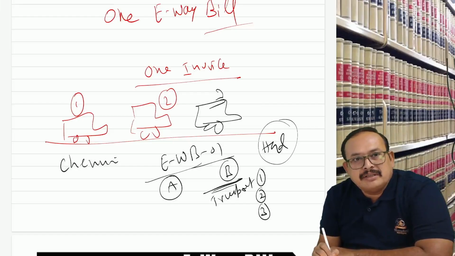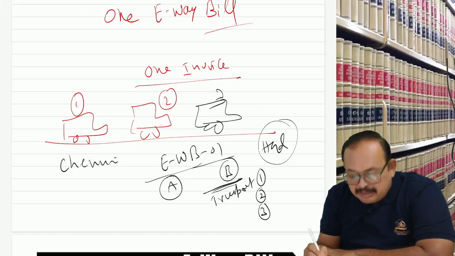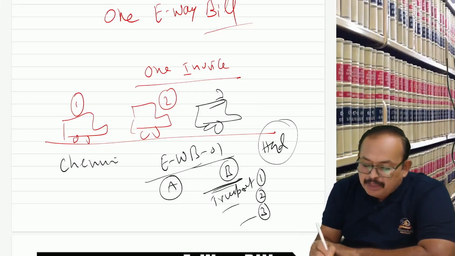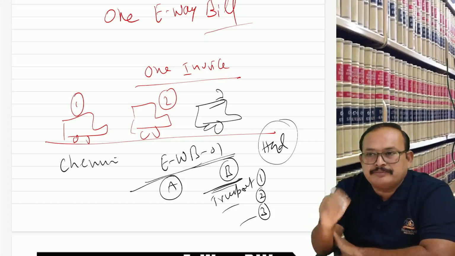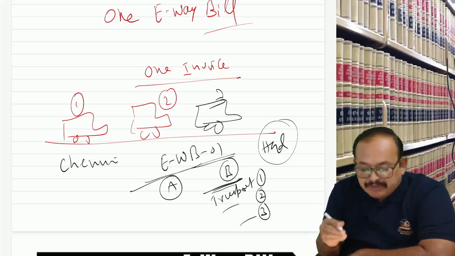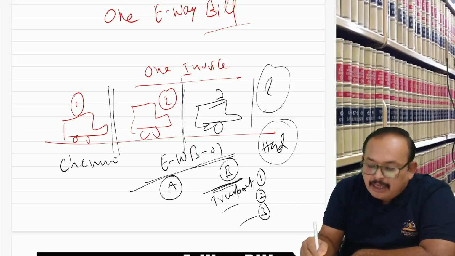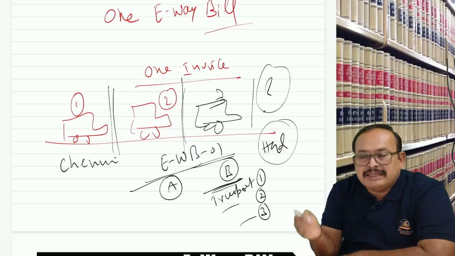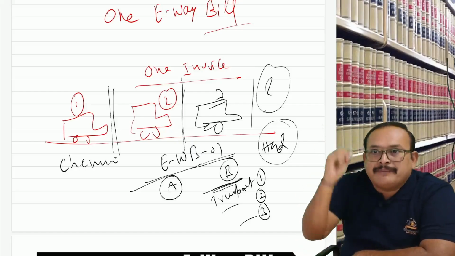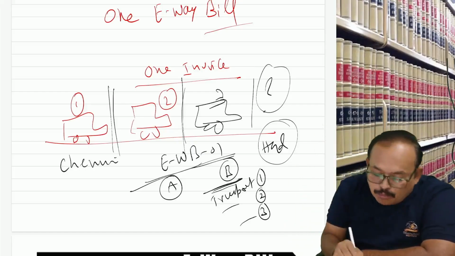Give me a point, sir. Details should be appended in Part B. Transporter 1, transporter 2, transporter 3, but EW01 only. That means whichever truck has been detained, ask for details. In that EW01, that truck's detail will be there. Apart from that, 2 more truck details will be there.